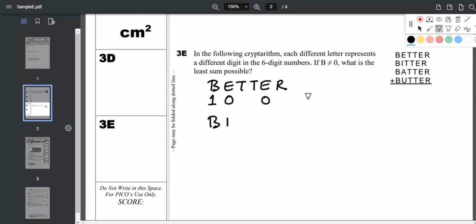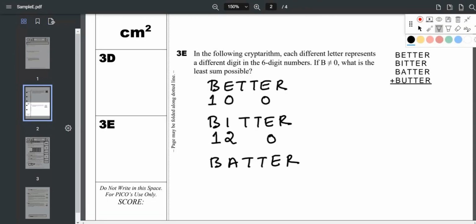Coming to bitter, B-I-T-T-E-R. So B is 1, E is 0. I can be taken as the next smaller number, that is 2. So T and R are yet to be decided. So moving ahead, batter, B-A-T-T-E-R. So B is 1. The next number A should be the next smaller number, that can be 3. E is 0. Now also T and R not decided. Then the last one, butter, B-U-T-T-E-R. So here B is 1. U can be the next smaller number, that is 4. And E is 0. So what is not numbered is T and R.